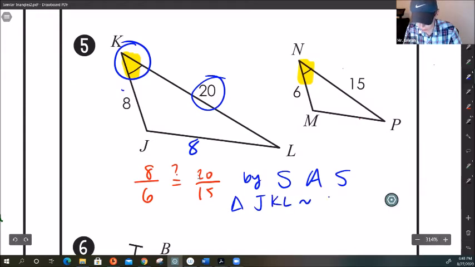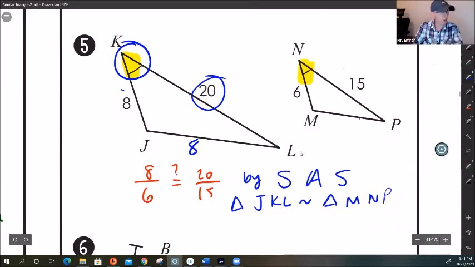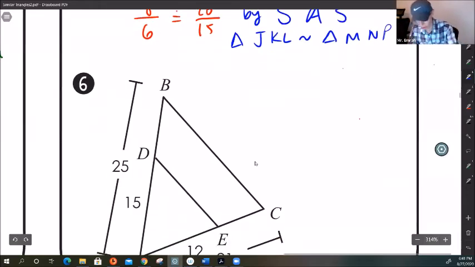triangle JKL is similar to triangle, largest angle M and P. And these ones are easy to write because they are given to me in the same orientation, in the same angular position. So they are given to us like that.